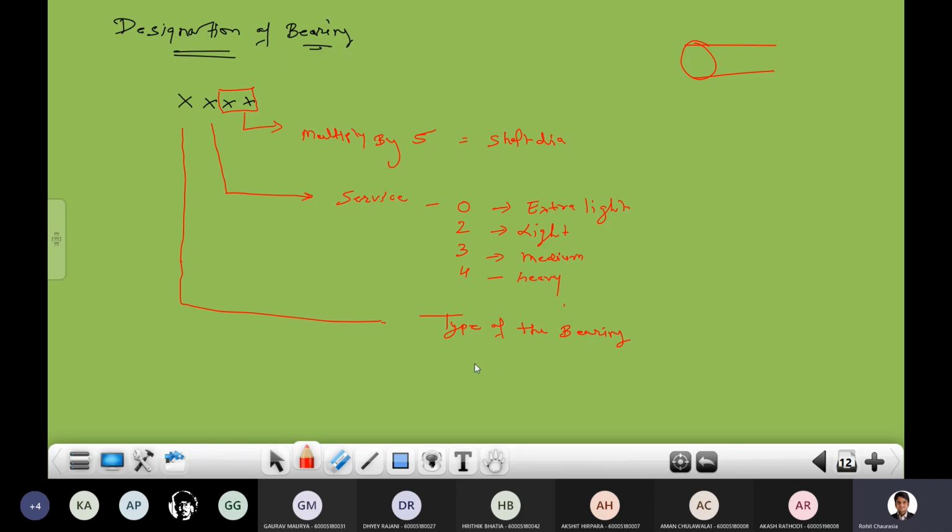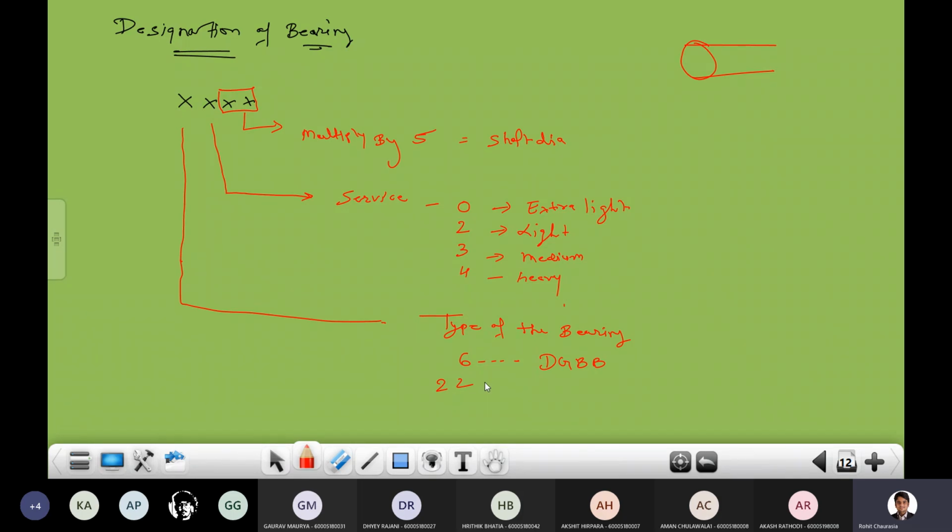Suppose this digit is a 6. Then this bearing is the deep groove ball bearing. Suppose a 2-digit number comes here, that 2-digit number is 22. We have already written only 4, but there may be a 0 here as one digit. So when we represent it, first we take the 2, the third one will be the type of service, and the last one or two digits remaining belong to the type of the bearing.